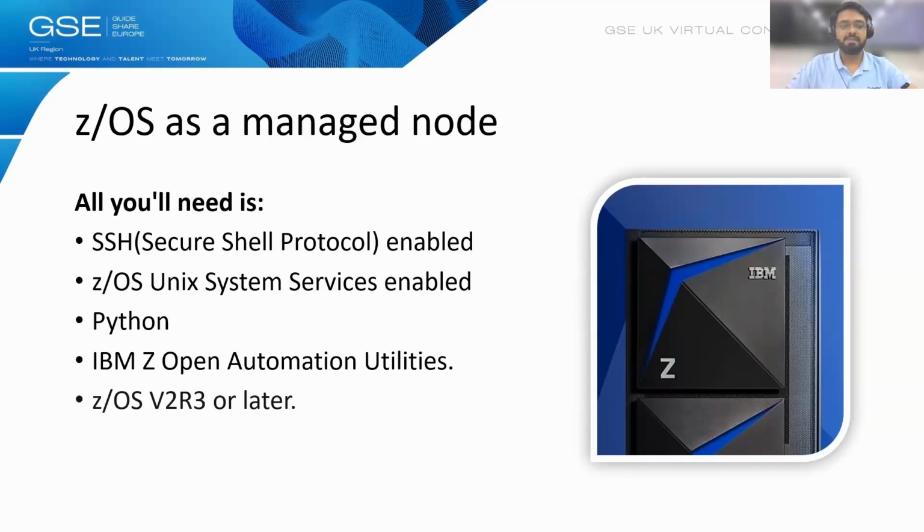Also, we need to have IBM Z Automation Utilities, so that it will also support you to run some form of automation using Ansible. And last but not least, z/OS V2R3 or later. So this is the basic requirement to run this show. I'm sure that most of us will have this setup already available. If not, just talk to your admin people and try to get this done so that you will be able to play with some form of automation in your area.